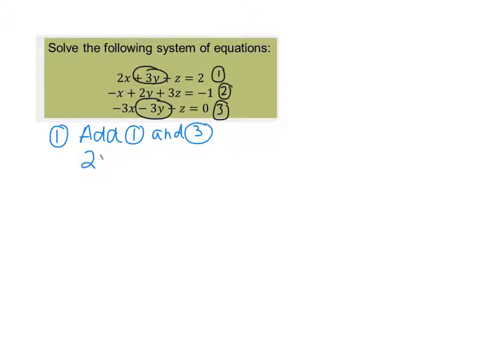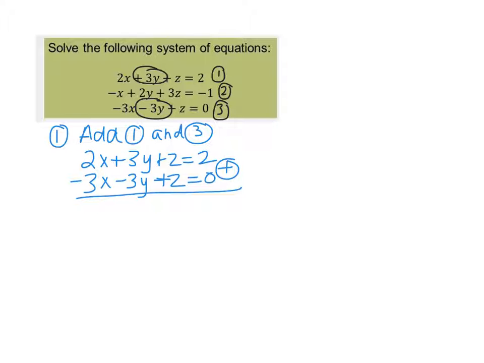So I'm going to have 2x plus 3y plus z is equal to 2, and negative 3x, negative 3y plus z is equal to 0. Now when I add those two equations together, I'm going to get negative x, my y's will cancel out, plus 2z is equal to 2.